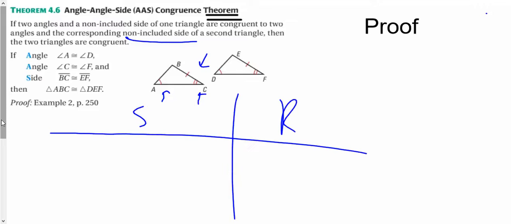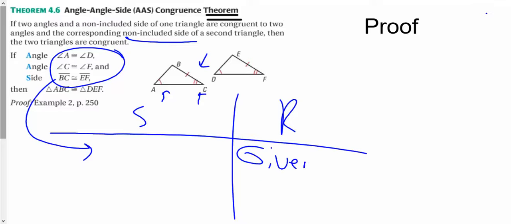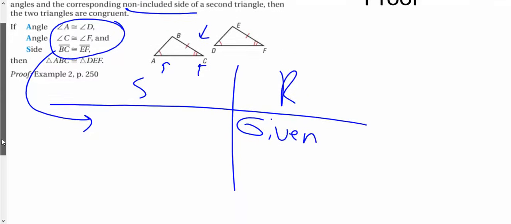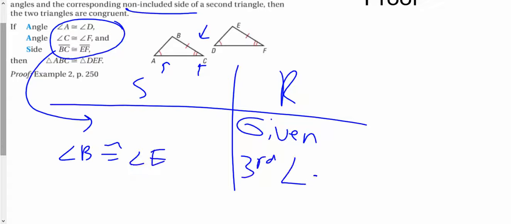All right, we're given a lot of stuff. So we're given the hypothesis stuff. Given all of this, we're trying to prove the two triangles are congruent. What I'm going to start with is saying that angle B is congruent to angle E, and that is our third angles theorem. If two angles of one triangle are congruent to two angles of another triangle, then the third angles are congruent.